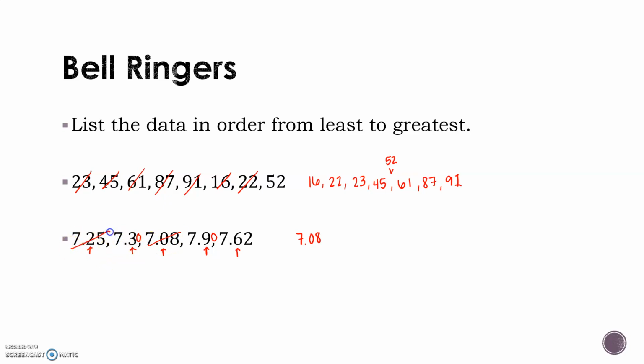So next we're going to cross out 7.25, and then 7.30, 7.62, and 7.90. Crossing those off, I've got 1, 2, 3, 4, 5. Okay, I got enough. So hopefully that's a pretty easy reminder for you, but it's going to come in helpful today.